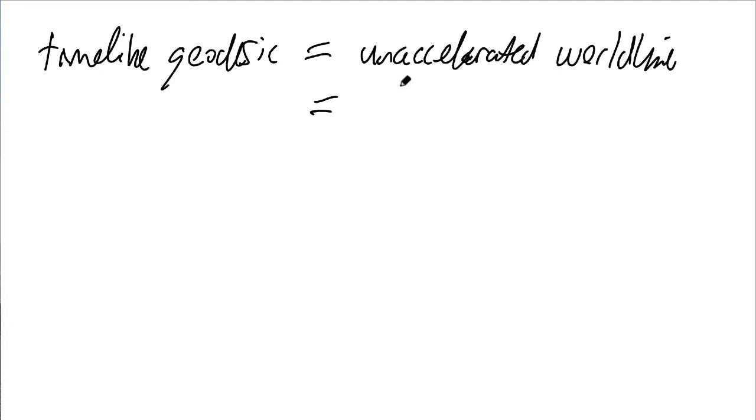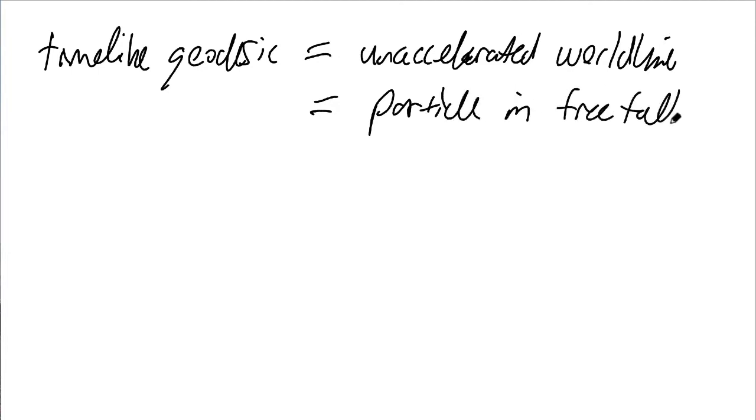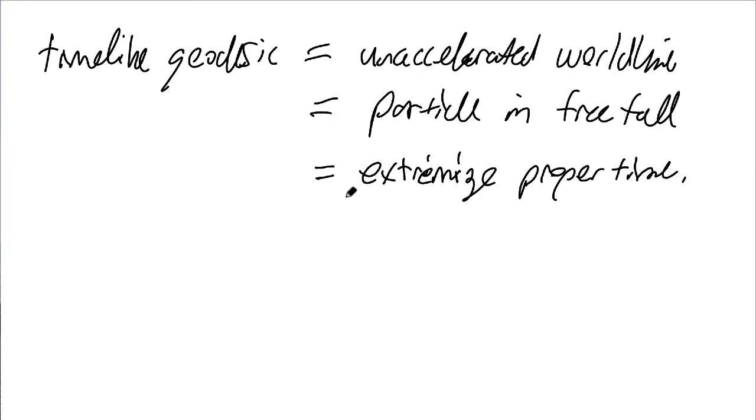So this is the world line that would be followed by a particle or observer in free fall. Free fall meaning there's no external forces acting. And we previously defined timelike geodesics as curves that extremize proper time. So now let's prove that the curves of extremal proper time are unaccelerated world lines.